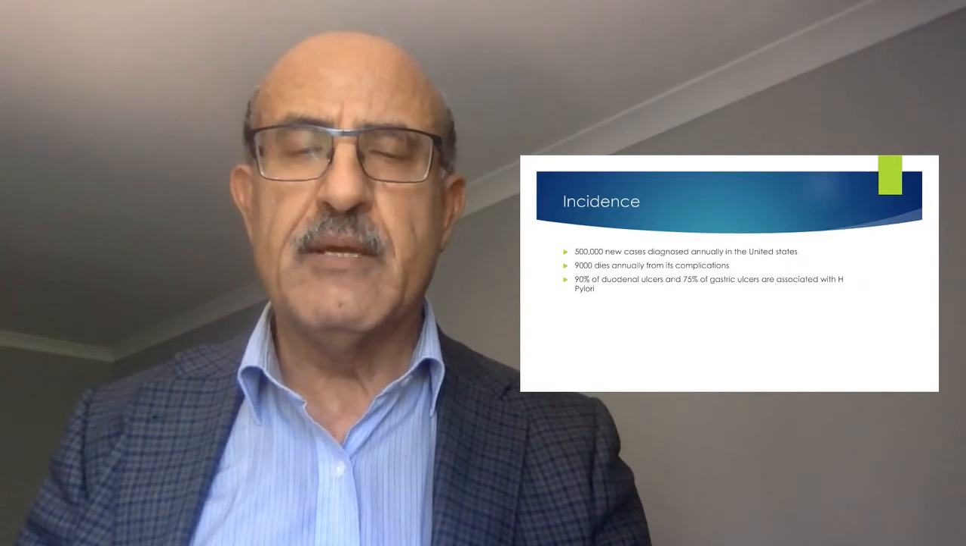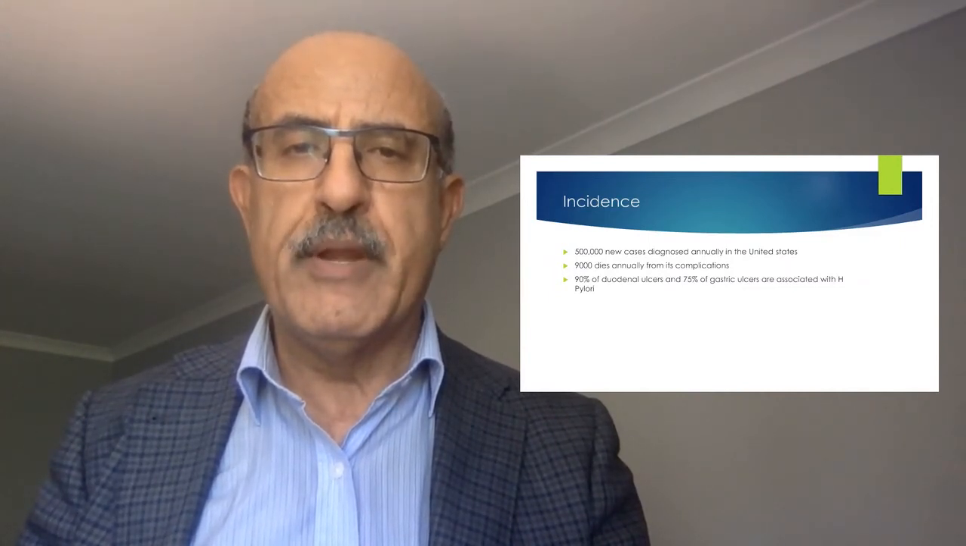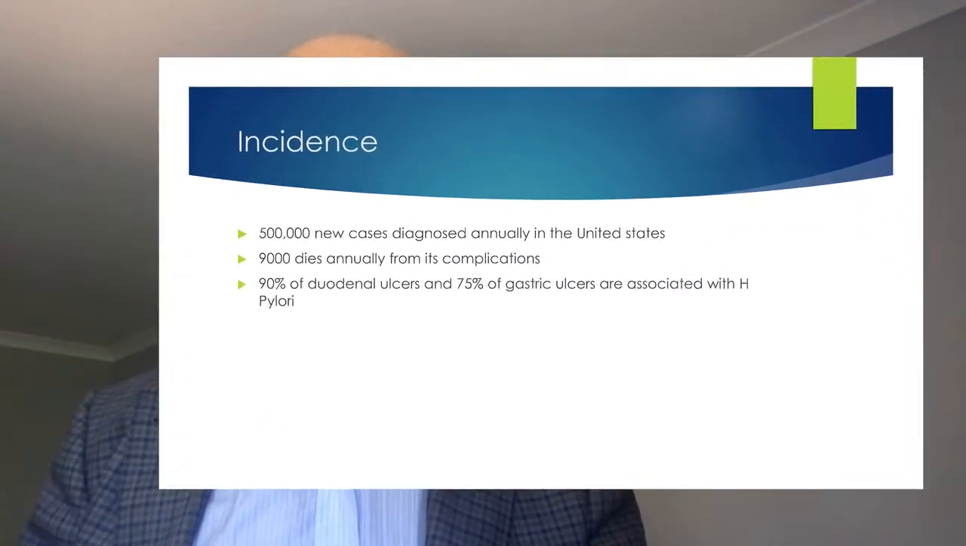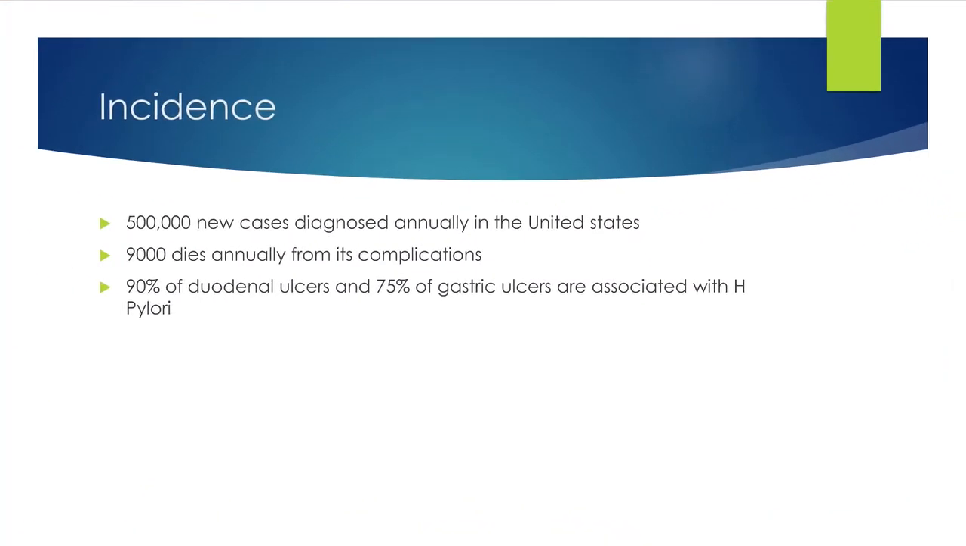Now, we need to mention at least the extent of the disease, or in another word, the epidemiology. Ulcer disease used to be extremely common. We'll explain that to you in a minute. But currently, we have 500,000 people diagnosed each year in the United States with some form of peptic ulcer disease, and 9,000 of those die as a result of its complication, and the complications are either perforation or bleeding, usually.